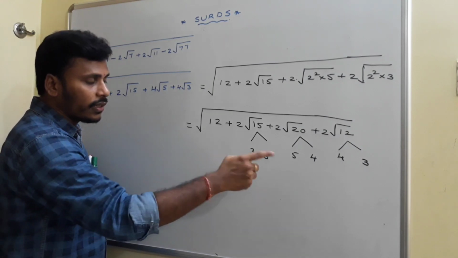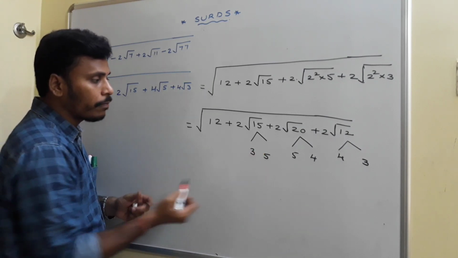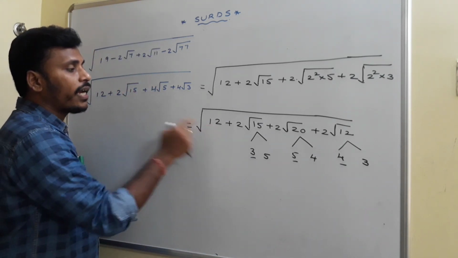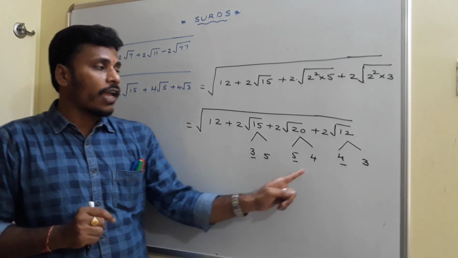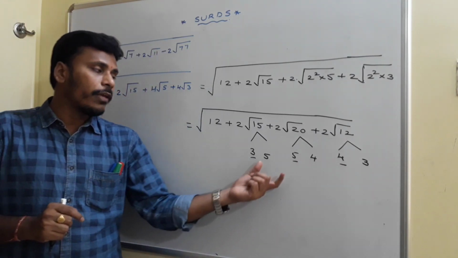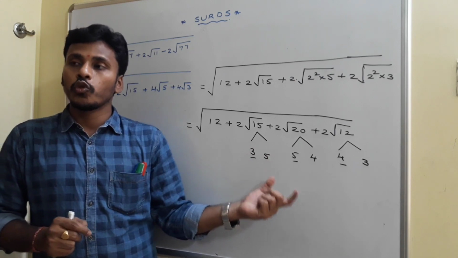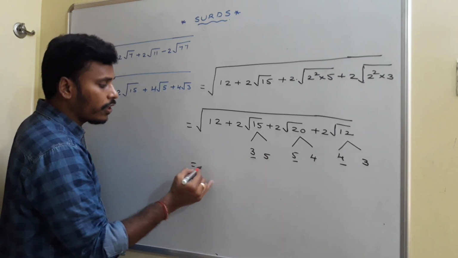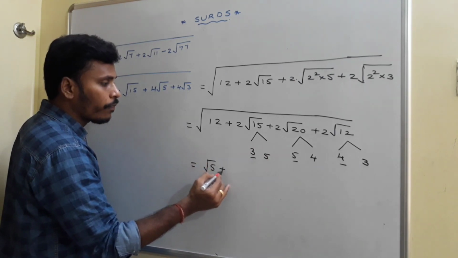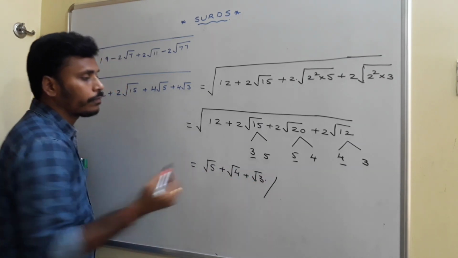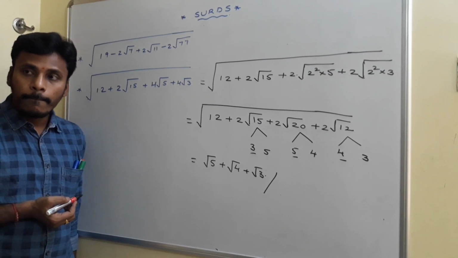What is it? The three different numbers involved here are 3, right, 5 and then 4. If you add the 3, 5 and 4, again it is 12. Sum of 3, 5 and 4 is 12. Every pair of two terms will have one common number. So if you choose such pairs, then your answer for this problem is root 5 plus root 4 plus root 3. Is it clear?